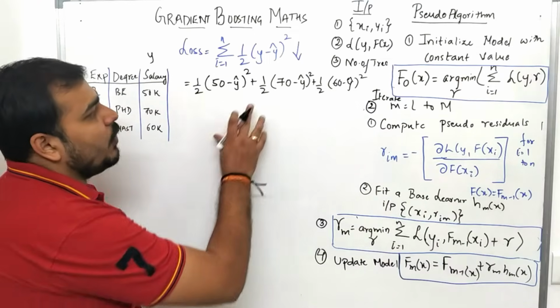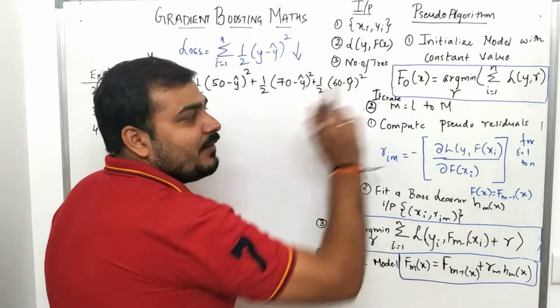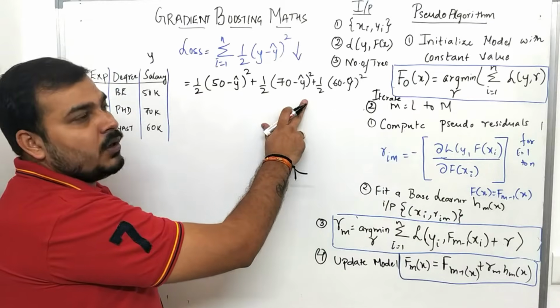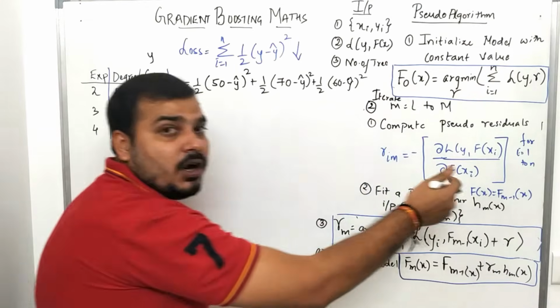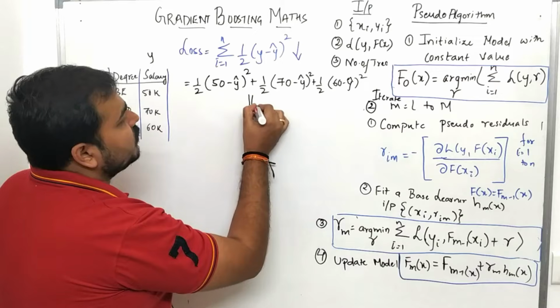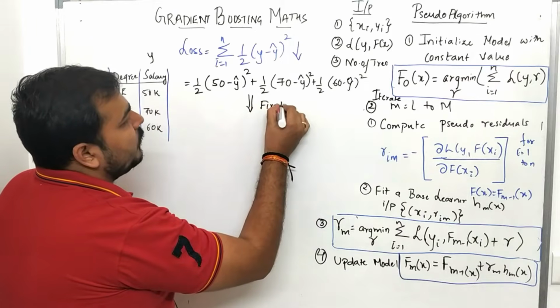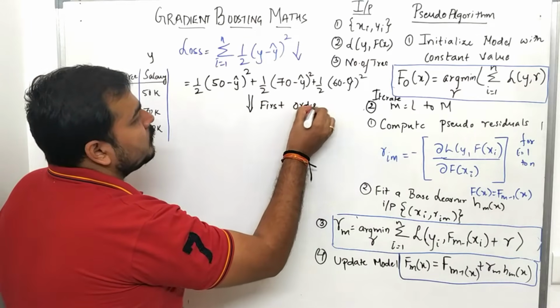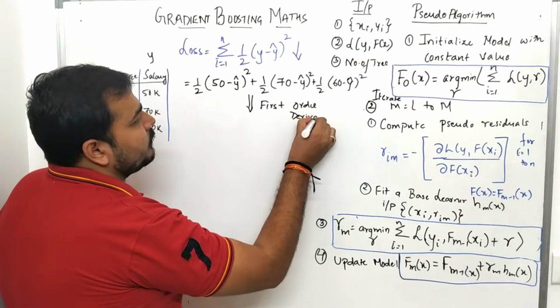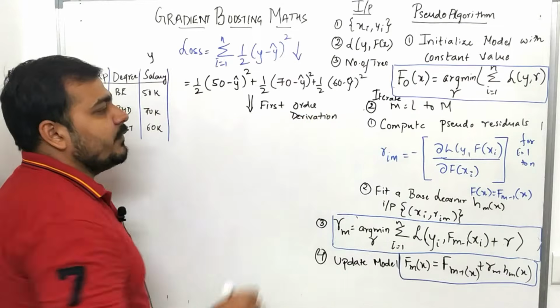Now if I want to find out the predicted value, that is the y hat value, such that I minimize the loss, I need to do a first order derivative. Understand this thing guys. Now what does first order derivative mean?